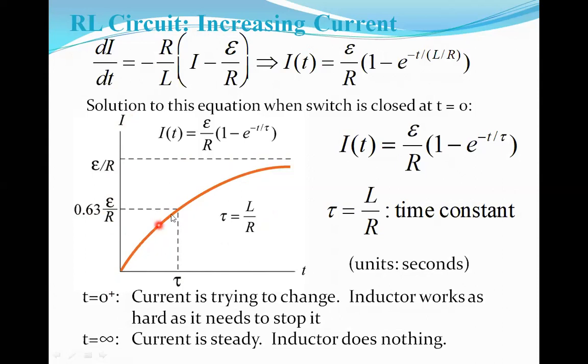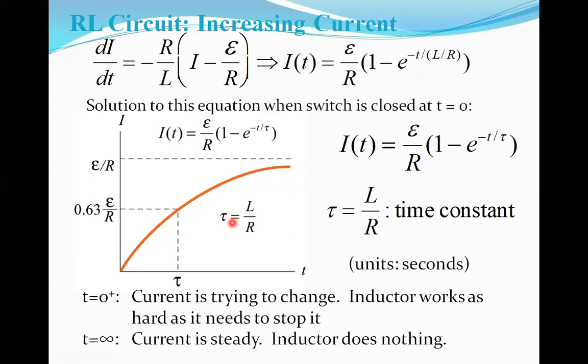Can you see that? This is the I value, the orange curve, and this is the I naught value. See, it will never reach its maximum value, because for the current to reach its maximum value, this exponential term should be 0. It means indirectly t should be infinity, so this is not possible. And we have taken this tau, called the time constant, which is equal to L by R. Units will be seconds.